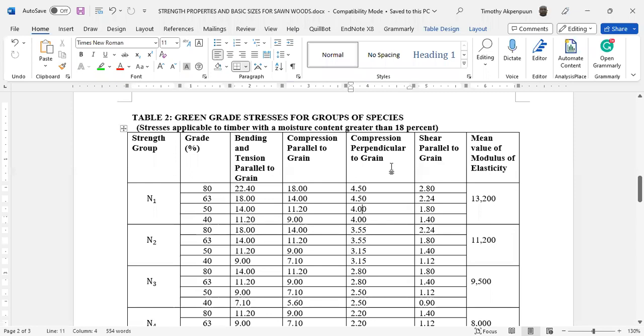Okay, this is your stress here. This is your tabulated stress, perpendicular to grain. You see here, stress is perpendicular to grain. This is it. That's what you choose.